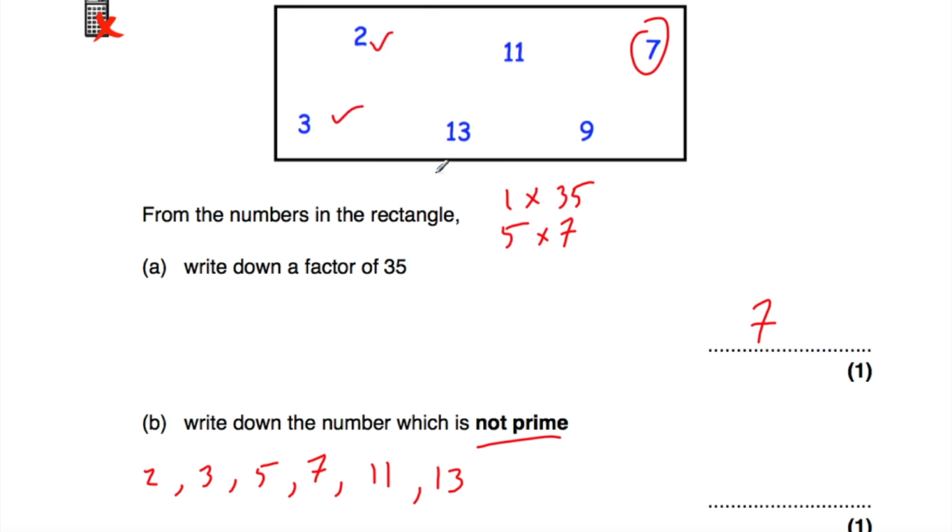3's prime. 5, it's not in the rectangle. 7's prime. 9's not prime. And then 11's prime and 13's prime. So 9 is a number that's inside this rectangle that is not prime because it's divisible by 1 and 9, but also by 3. So it's got more than 2 factors. So it's not prime.